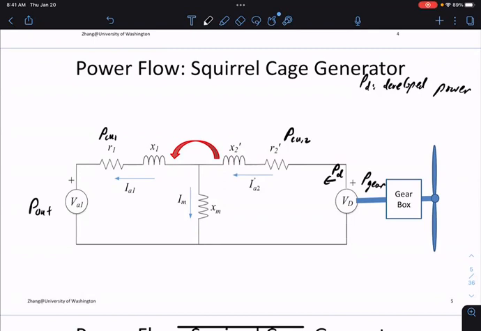And then there is another power that relates between both sides. This is called PG. The power left over after you go through R2 prime is the amount of power called PG. This is the air gap power.